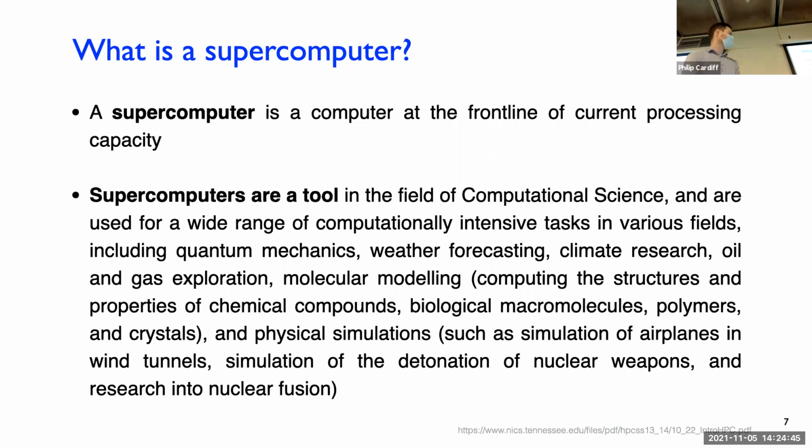So supercomputers are a tool in the field of computer science. Here's another definition. They're used for a wide range of computationally intensive tasks, for example quantum mechanics and weather forecasting. You'll see on weather forecasts, when they're predicting the weather, sometimes they'll say, "Oh, this was predicted by our physics-based models." In MEEN40150, they'll be using particular CFD software.